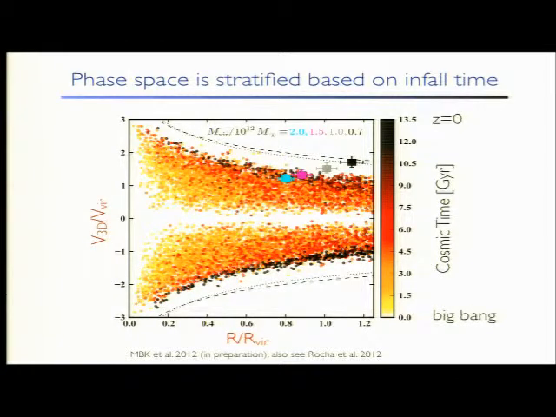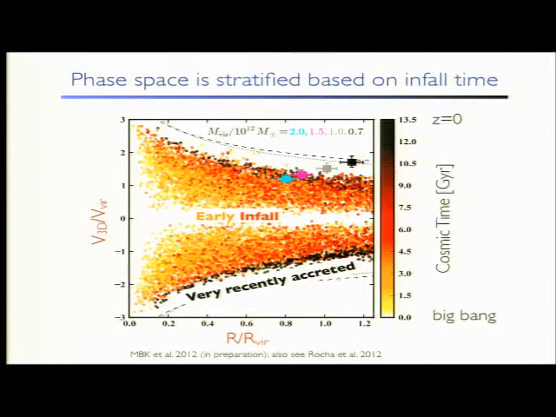So if you ask when a satellite fell in, with the Big Bang happening at time zero in this plot and the present day happening at 13.7 gigayears or so, and you color the satellites according to their infall time, you see that very early infalling satellites all populate these highly bound regions, so lowish velocities, whereas satellites that are just falling in now populate a very narrow range of orbital energies. Okay, so these are the recently accreted satellites in black.